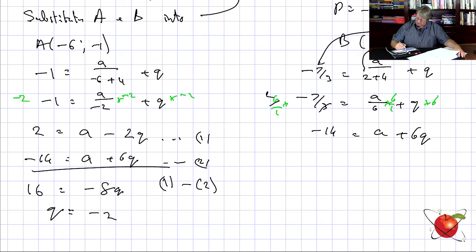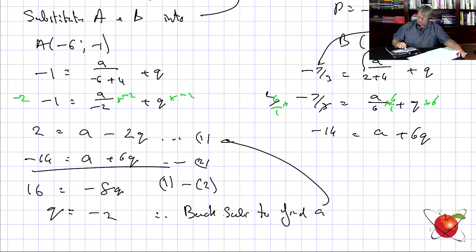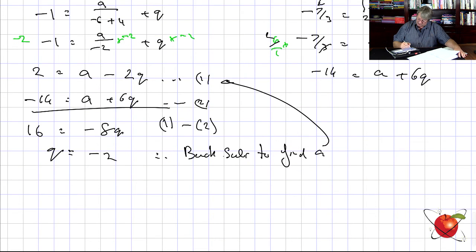All right. Now, therefore, back substitute to find a. Back substitute where? Well, I would put it into the easy one, wouldn't you? I'd put it into the easiest one. I'd say 2 is equal to a minus 2 times minus 2. So a plus 4, 2, so that goes over, minus 2 is equal to a.